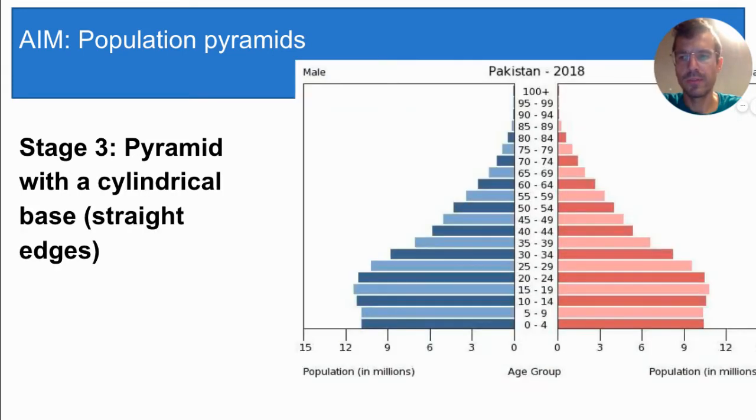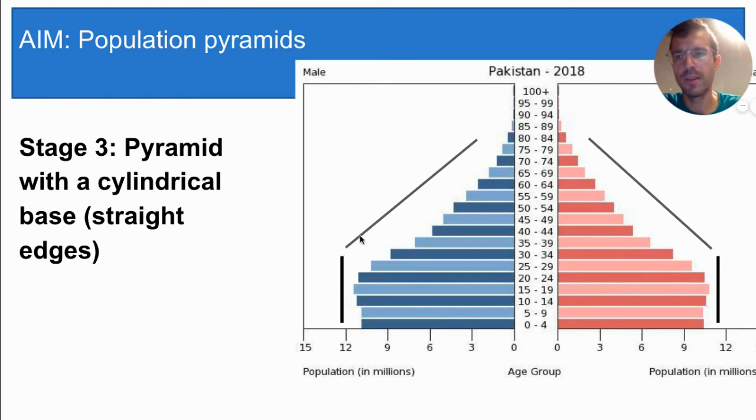Now let's look at stage 3. The shape is a pyramid with a cylindrical base. Unlike Niger, where the base slanted inwards, the base of a stage 3 country is mostly straight. Look at these lines. They are straight up and down at the base. There is no slant inwards until we get up until these Middle Ages.